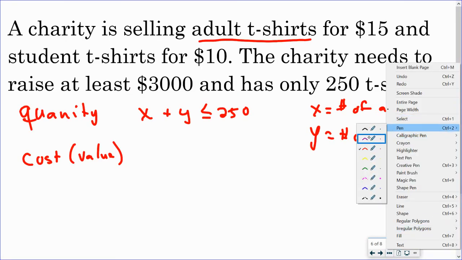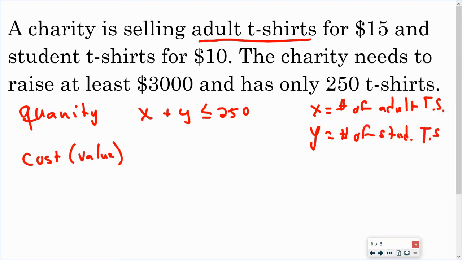Now, what about the second one? Cost or value? Well, it costs $15 for an adult t-shirt, and it costs $10 for a student t-shirt. And they need to raise at least $3,000, so they could raise more. And there's my two equations. This is where we want to stop. We want to get these two equations written down.